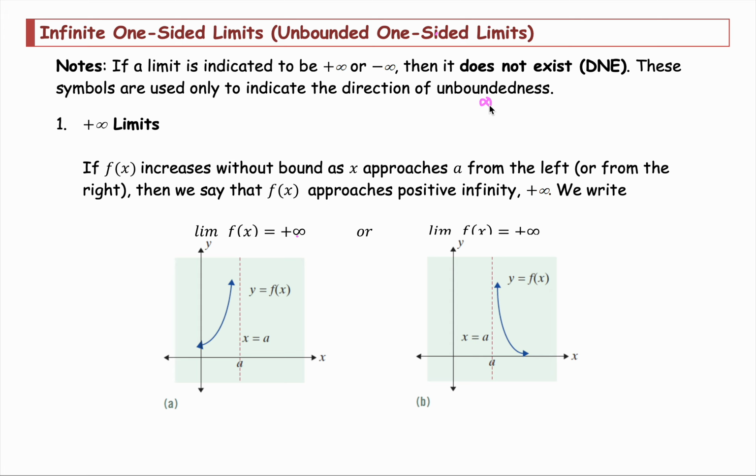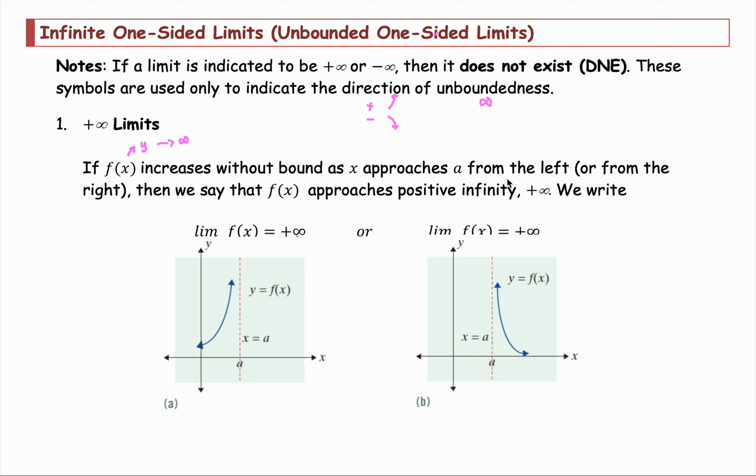Like grow without bound, something like that. The direction, like positive side or negative side. Positive side, that means going all the way up. Negative side, go all the way down. Basically, the direction. So, for the first part, the positive infinite limit: if the function f of x, note that f of x is the same as the y value, increases without bound, or y approaches infinity, that's what it means.